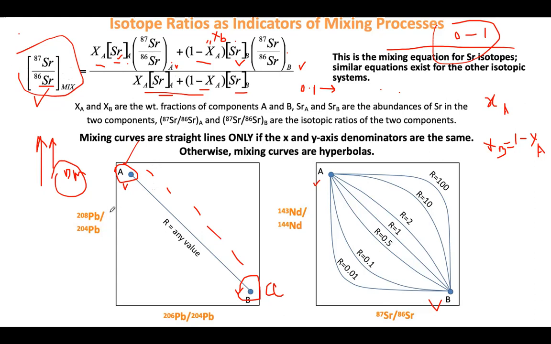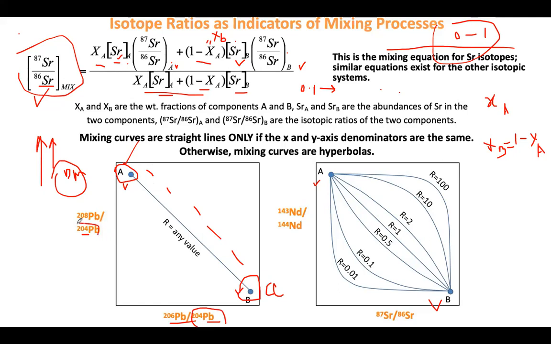Okay, so here the example is: you have 208 lead over 204 lead, right? Here you have 206 lead over 204 lead, but the denominator is the same, 204.